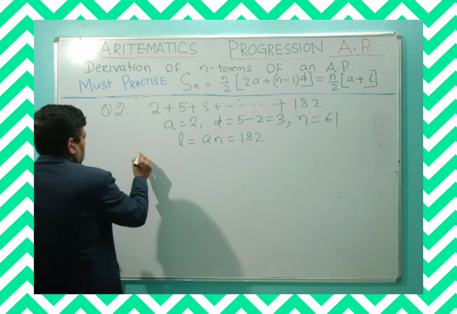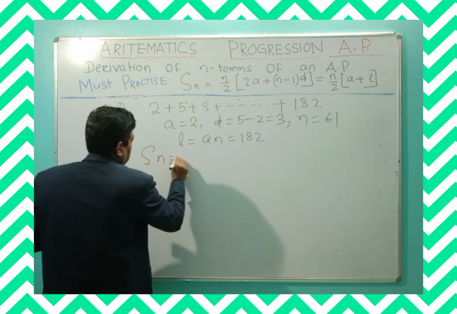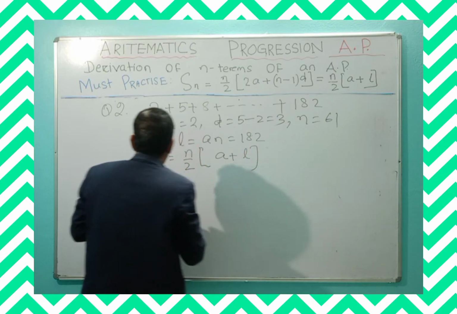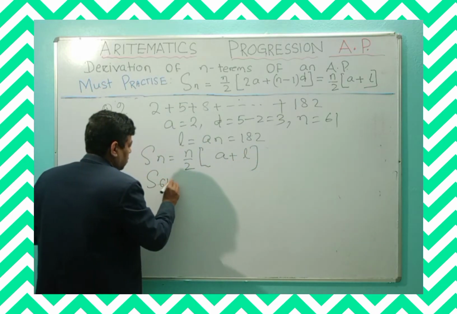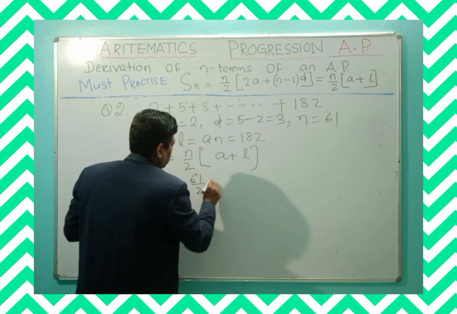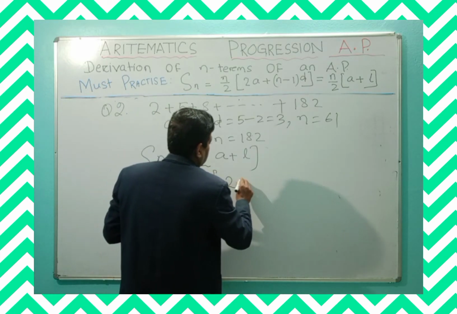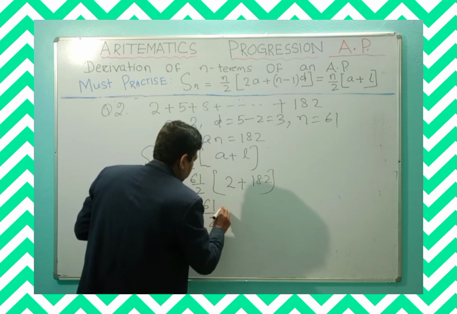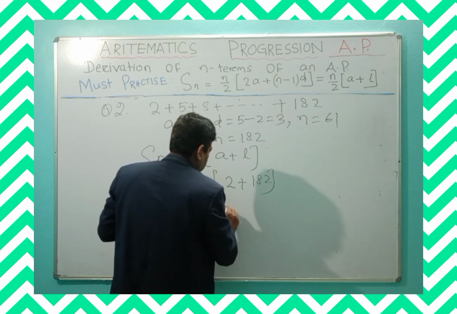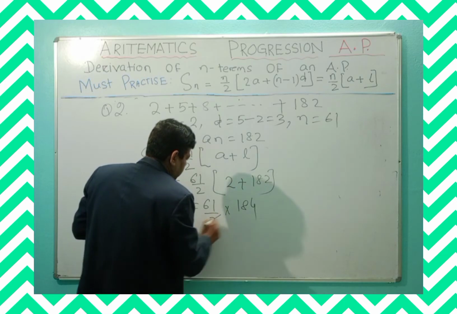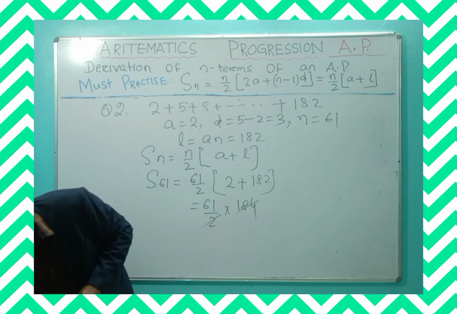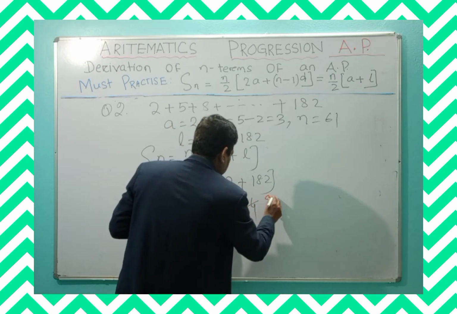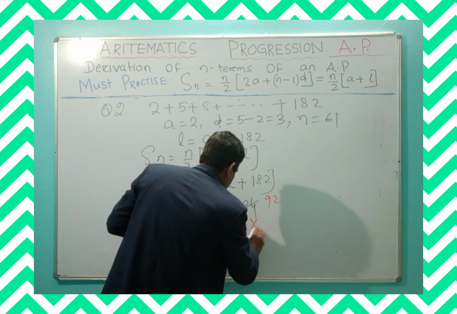Now see, Sn is n by 2 whole into first term plus last term. Very simple. So here n is 61, so 61 upon 2. The first term is 2 and the last term is 182. Is it clear? Here 182 plus 2 is 184. Can you cancel here? Yes, 2 9s are 18, and 2 2s are 4, so it is 61 into 92.